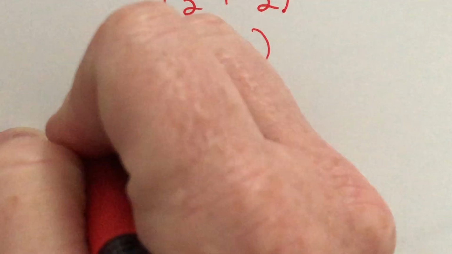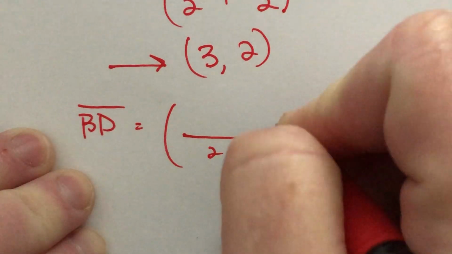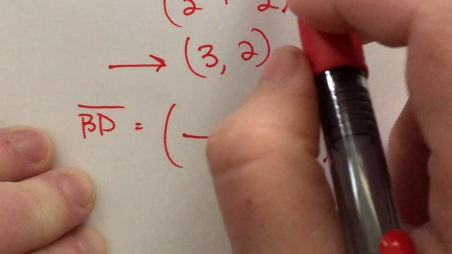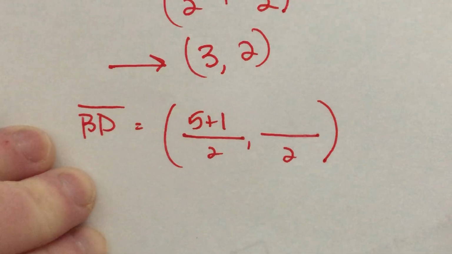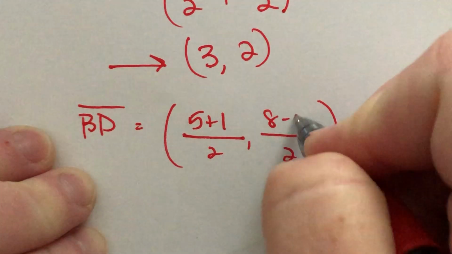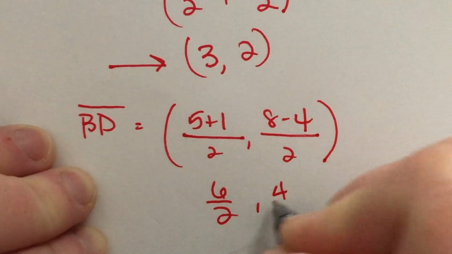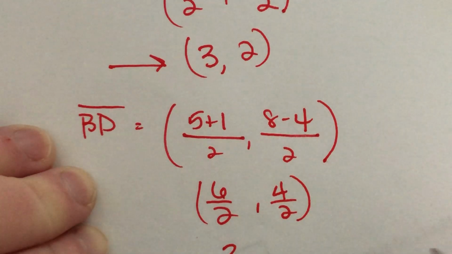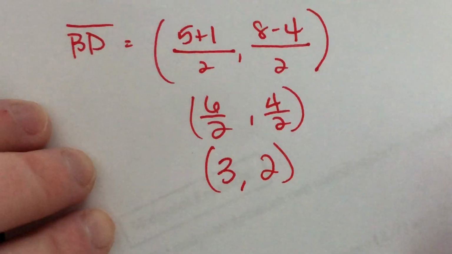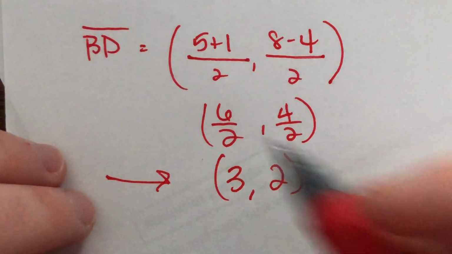All right, so the midpoint of BD, I'm going to add my x's together, divided by 2, add my y's together, divided by 2. X's for BD are 5 and 1. Y's for BD are 8 and negative 4. 5 and 1 is 6. 8 minus 4 is 4. 6 divided by 2 is 3. 4 divided by 2 is 2. So I get the exact same thing, right? So the midpoint of both of my diagonals is 3, 2, which means that's my point of intersection.